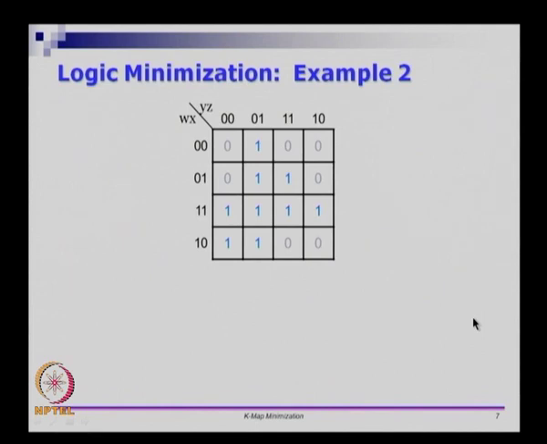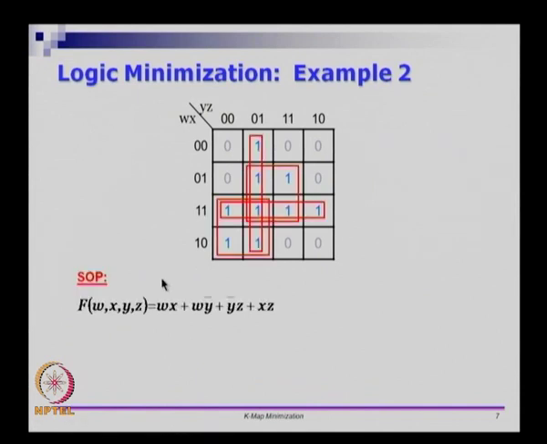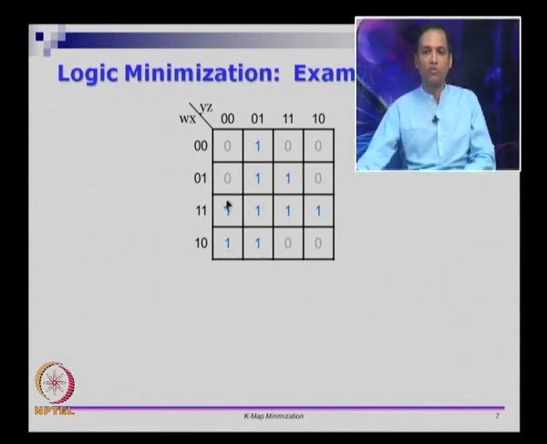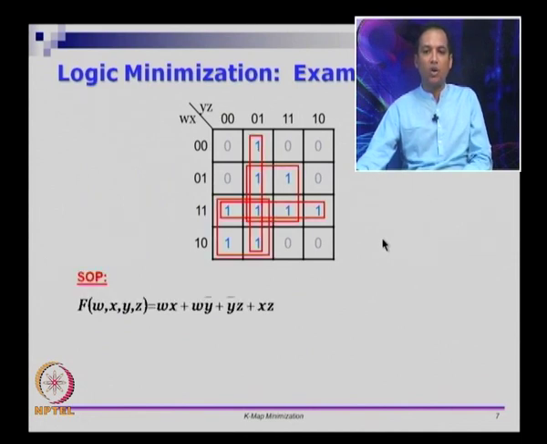This is an example in which we have 4 variables w, x, y and z. Let us group the ones together and get sum of products first. So let me show you the one which is not grouped. We can see that there is a group of 4 ones here, there is a group of 4 ones here, there is a group of 4 ones here, and so on. There are several groups of 4 here. So let us pick all the things that we need. So there are 4 groups of 4 here.